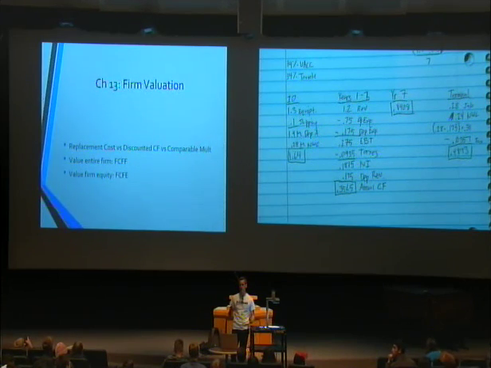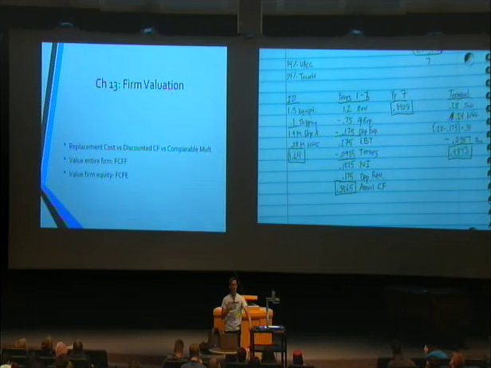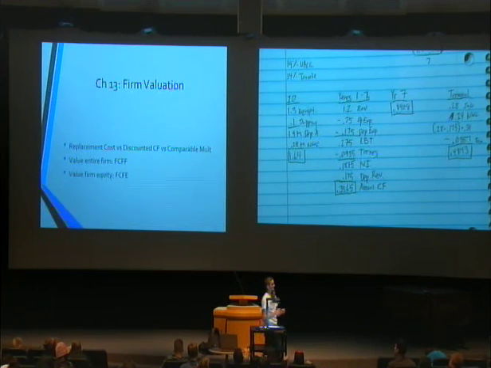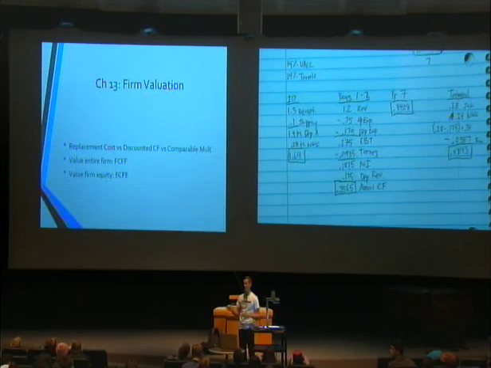And that would be your replacement cost. How much would it cost to actually replace this company? Then we can use discounted cash flows method, which is where we take future cash flows and we have some sort of terminal value where we have a perpetuity of growth, and we calculate the present value of that. Or we can use comparable multiples where we compare a company that's similar to it and use their ratios in order to determine the value of the firm.